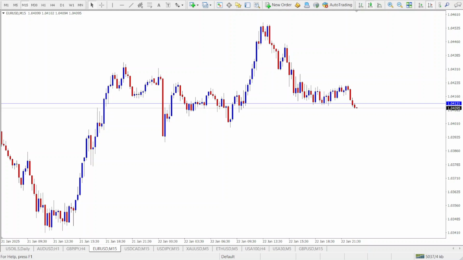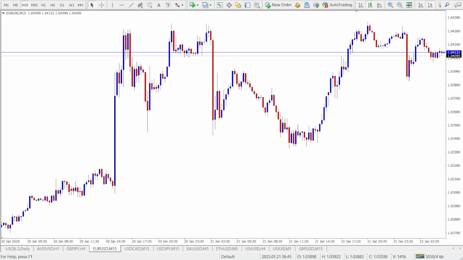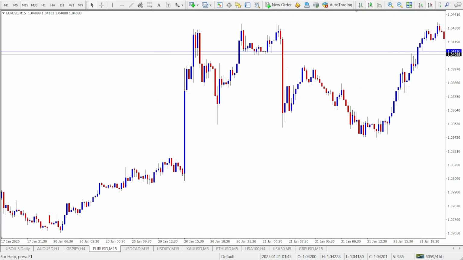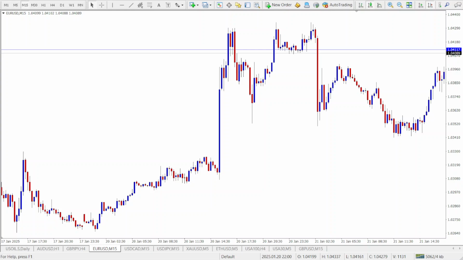Now, before we get into the strategy, let us just talk about volatility real quick, okay? In simple terms, volatility measures how much the price of an asset fluctuates over a certain period. All right? So, when volatility is low, prices tend to move in narrow ranges. But when volatility expands, we often see big sudden price movements.